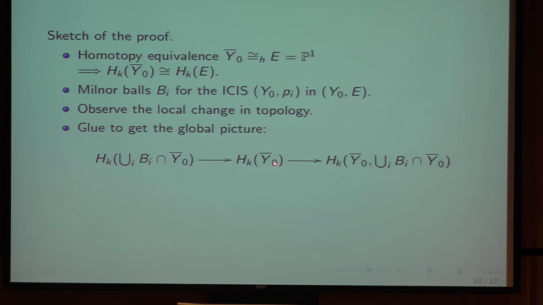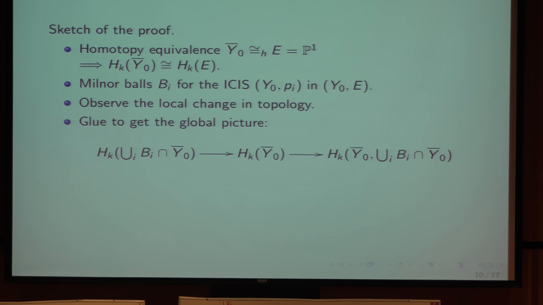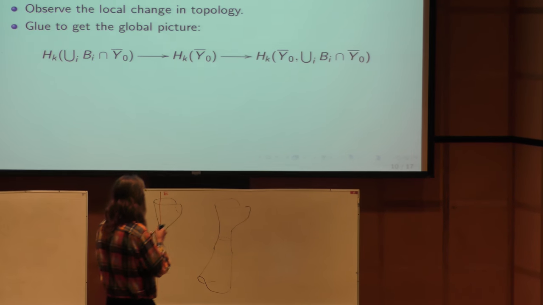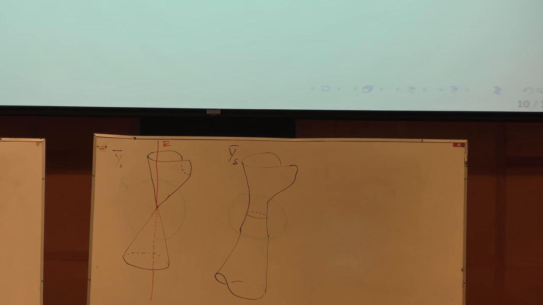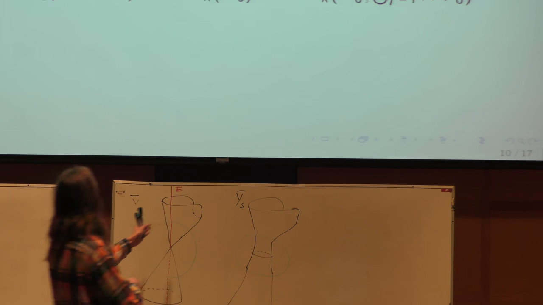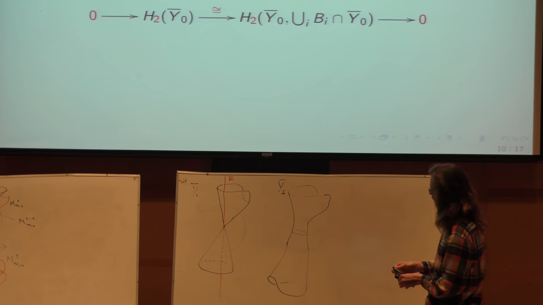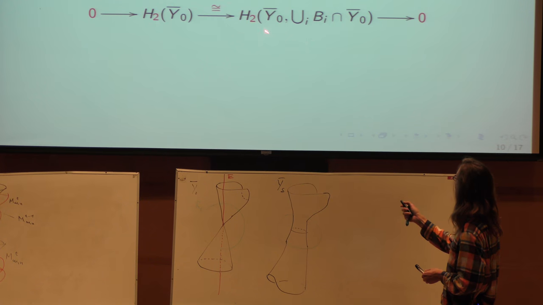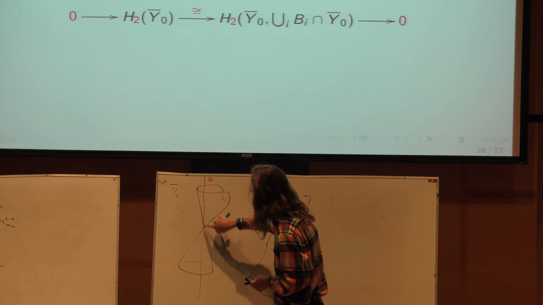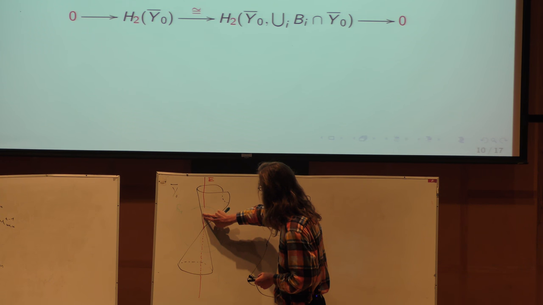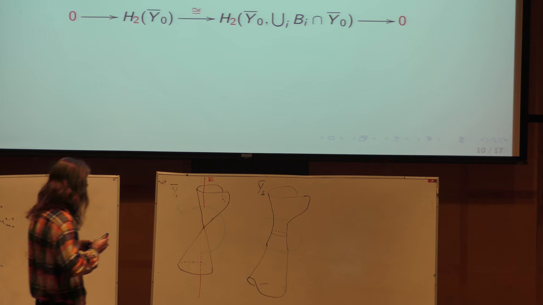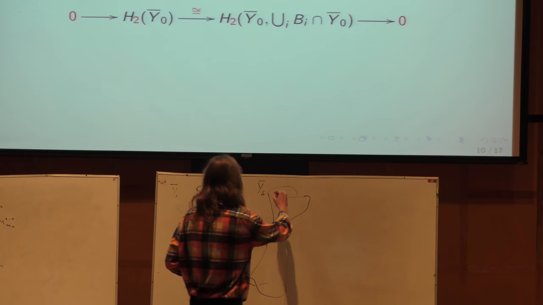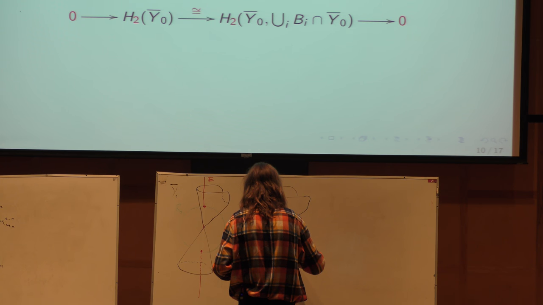Here's my pointer. This pair of spaces, Y0 and the part here in the Milnor ball. From this, okay, here we have Y delta bar. From this side at Y0, you get an isomorphism in degree 2, with this relative homology group, which basically replaces the generator of the degree 2 part by a relative cycle. The generator is the fundamental class of this exceptional set. It gets replaced by a relative cycle, and this relative cycle naturally carries over to the other side.